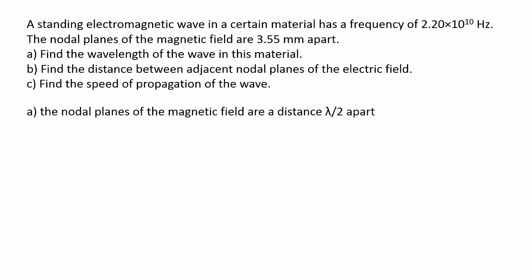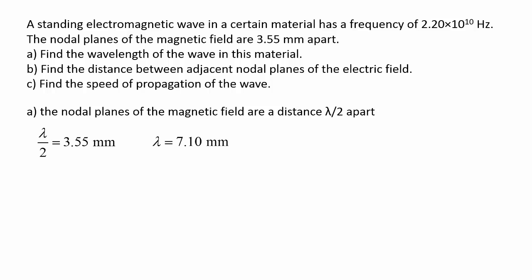And you know that the nodal planes of the magnetic field are a distance half a wavelength apart, which means that half a wavelength in this case equals 3.55 millimeters. And from here we can find the wavelength as 2 times 3.55 millimeters, which gives us a value of 7.10 millimeters for the wavelength.